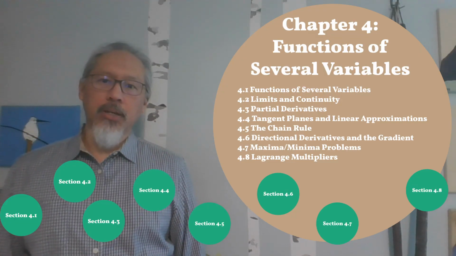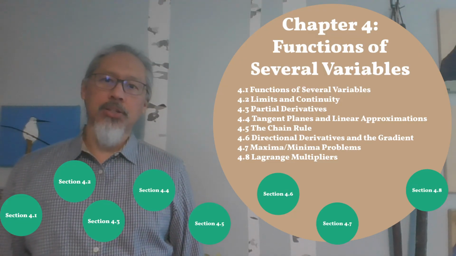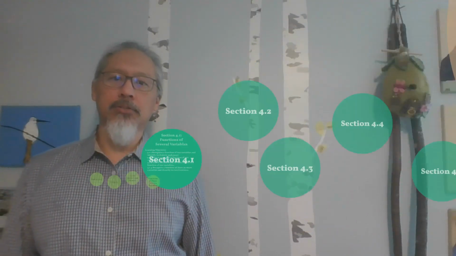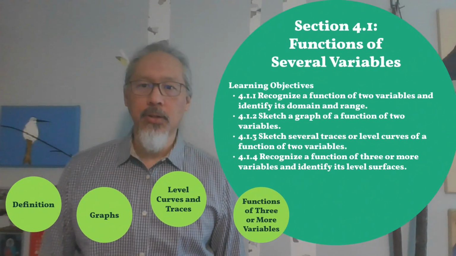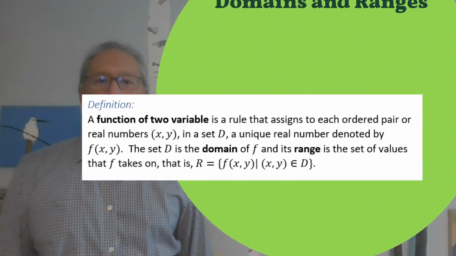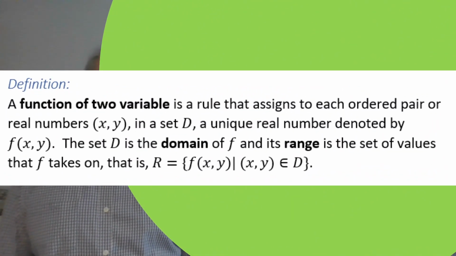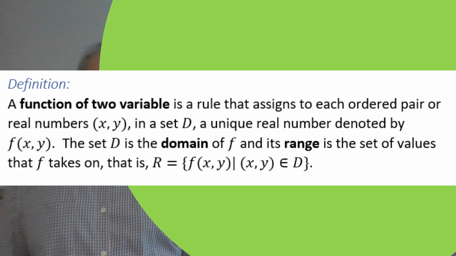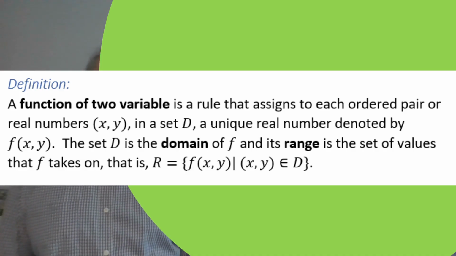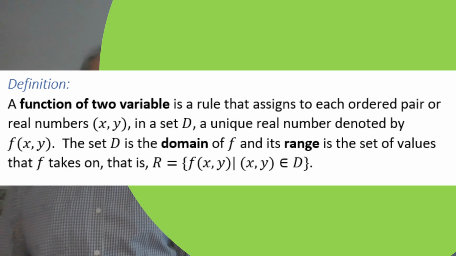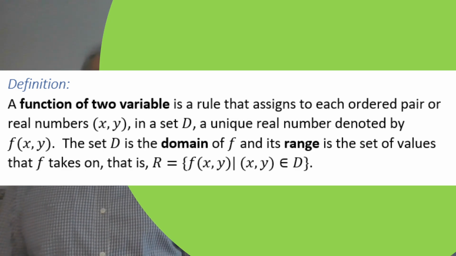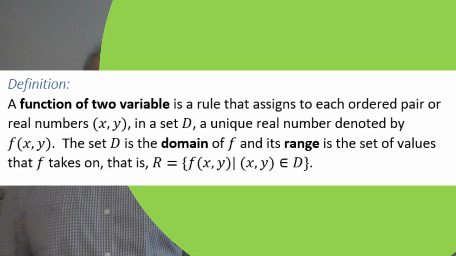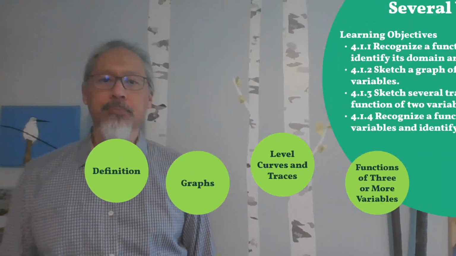In this video we will take a look at an overview of section 4.1. This section will introduce us to functions of several variables. We'll start with a definition, and the definition of function is really just like we've seen before, a rule that takes an input and an output. Except this time our inputs will come from a two-dimensional domain, xy, and then our output will be just a single number, a real number, and that would be our function of several variables.